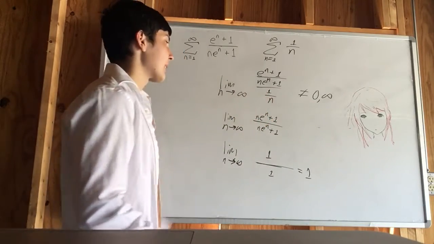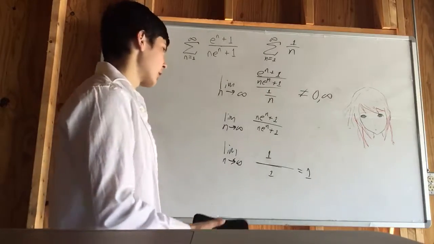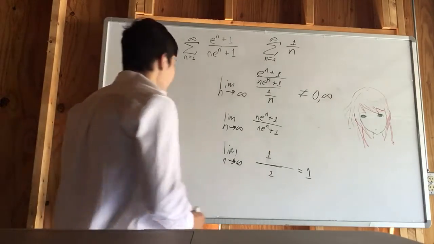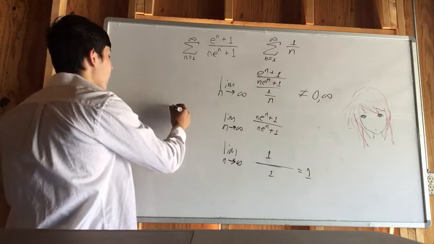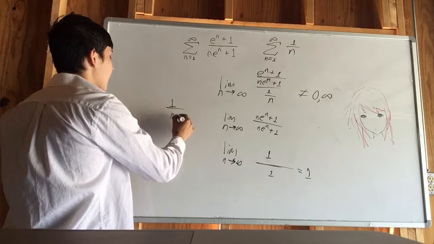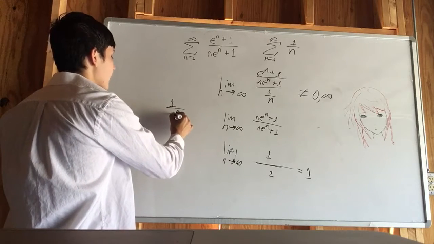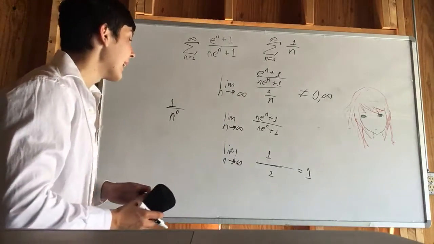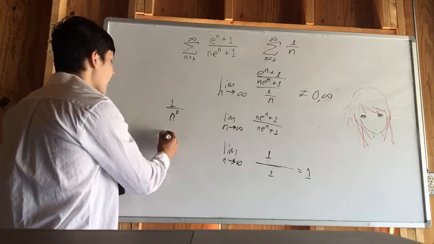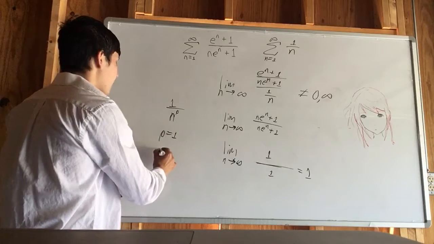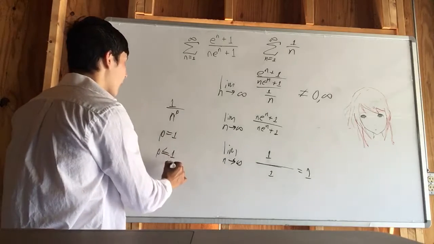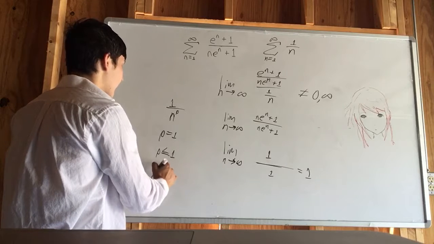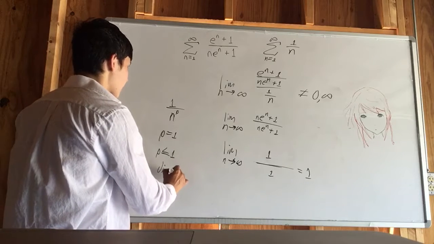So let's ask, does this converge or does it diverge? Well, that's a p-series. If you don't remember, that's a p-series. It's specifically called the harmonic series when it's to the power of 1, it's just 1 over n. Here p equals 1. And if p is less than or equal to 1, then this diverges.